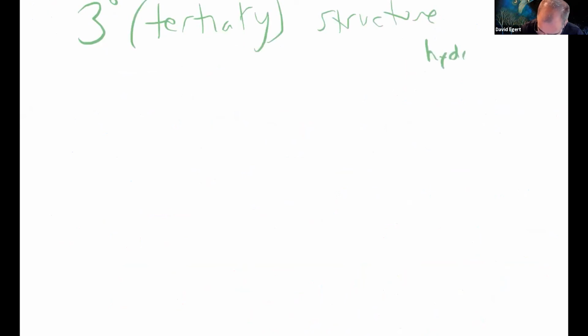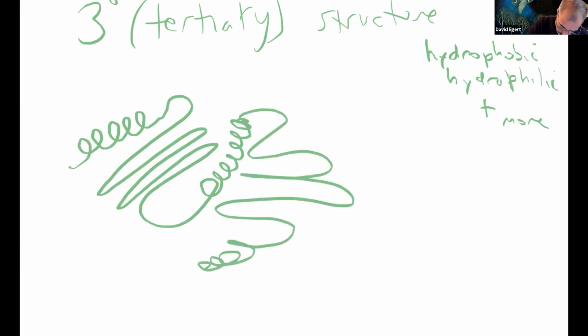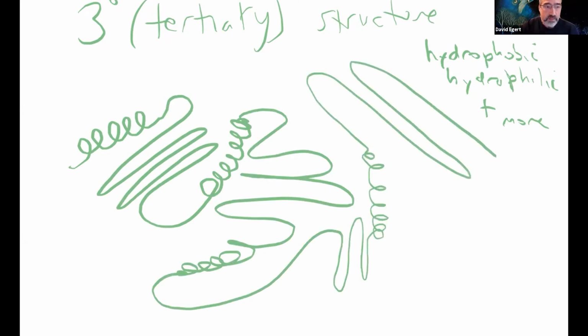This is going to be hydrophobic, hydrophilic, plus more, because sometimes it's assisted by special molecules that help with the folding. There's also these little stabilizing disulfide bridges and things. But basically you get this big complicated thing. Parts of it are sheets, parts of it are helices. I drew it looking like a big messy thing of spaghetti because that's what they look like.